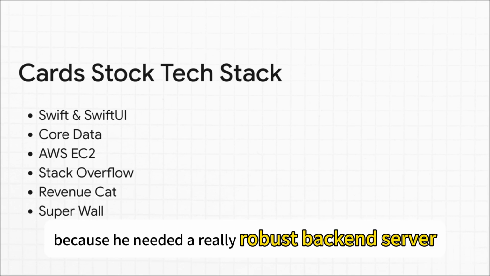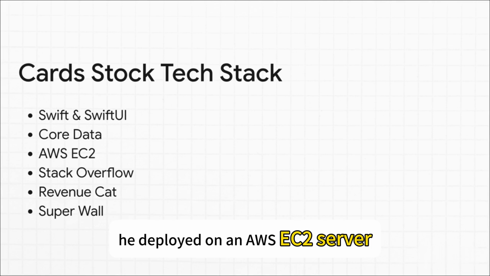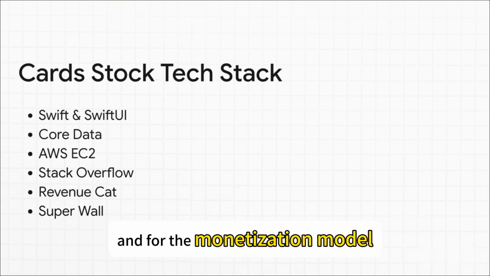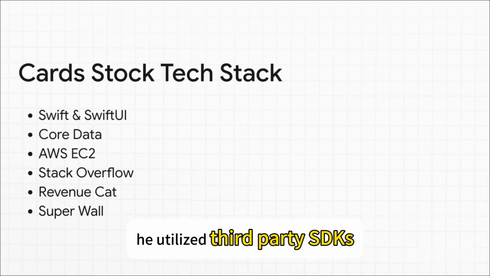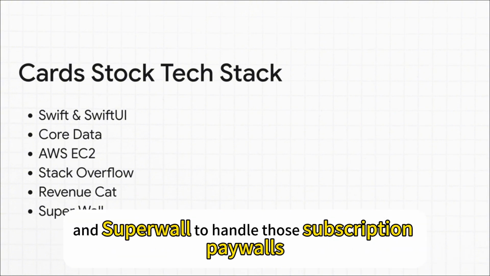Because he needed a really robust backend server for a massive card database, he deployed on an AWS EC2 server. Honestly, he admits he built most of it just by searching Stack Overflow. And for the monetization model, he utilized third-party SDKs, specifically integrating RevenueCat and Superwall to handle those subscription paywalls.